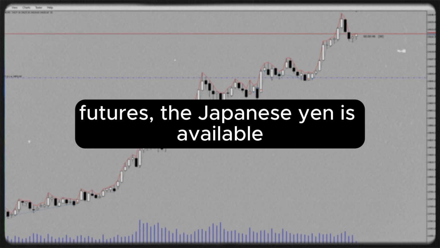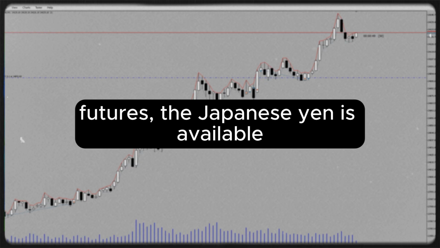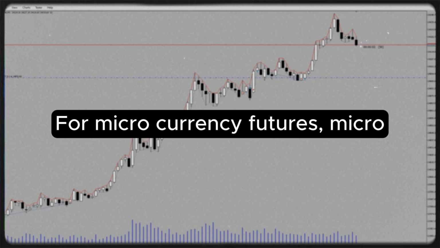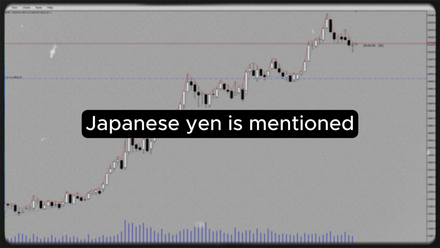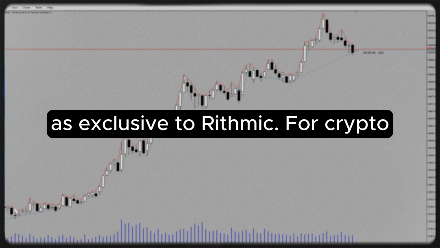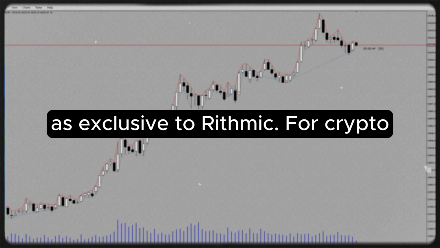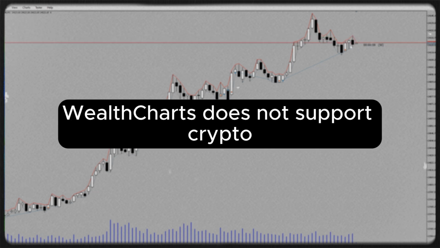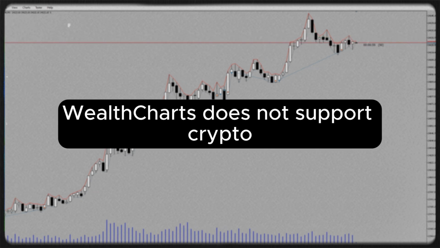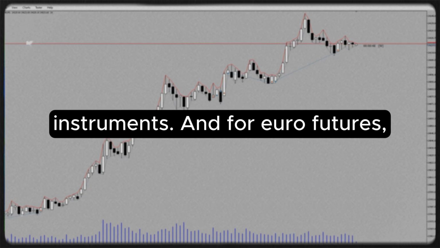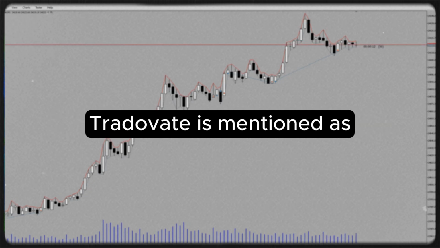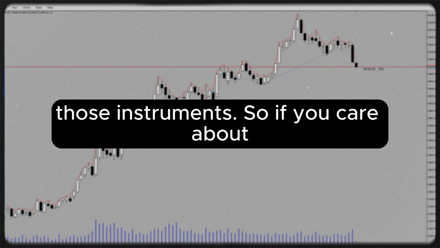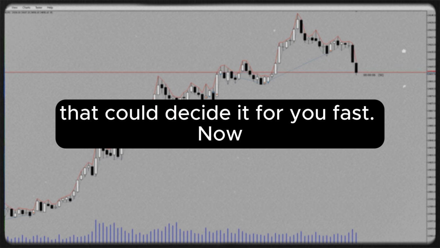For currency futures, the Japanese yen is available on Rhythmic and Tradovate, but not on WealthCharts. For microcurrency futures, micro-Japanese yen is mentioned as exclusive to Rhythmic. For crypto futures, Rhythmic and Tradovate offer instruments, while WealthCharts does not support crypto instruments. And for Euro futures, Tradovate is mentioned as the only account option that offers those instruments. So if you care about those markets, that could decide it for you fast.